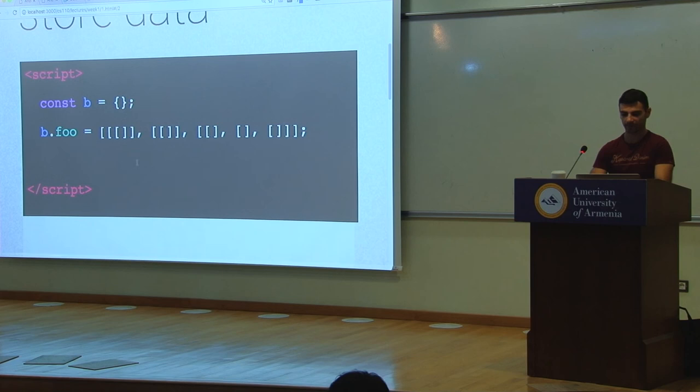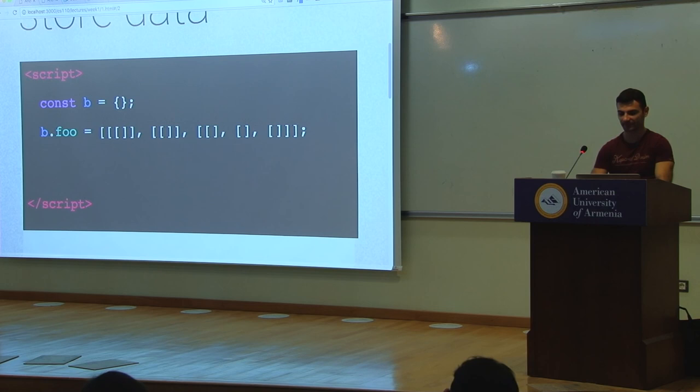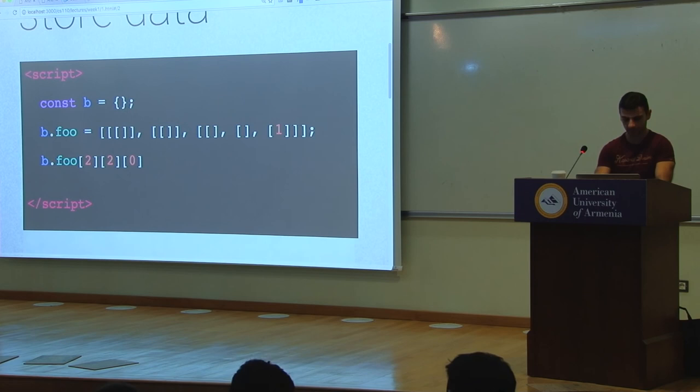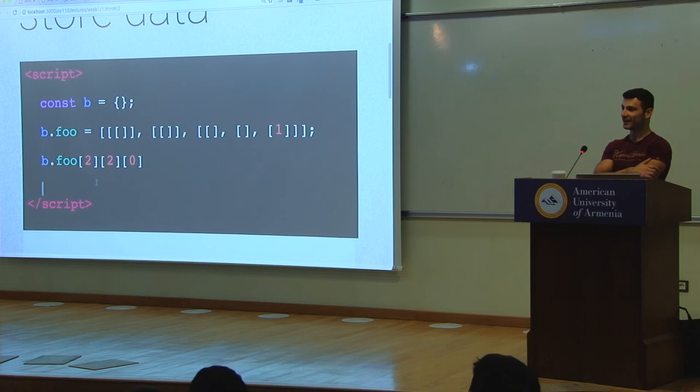OK, so now watch this. B.foo, index of 2. 0, that's 0, that's 1, that's 2. OK, so index of 2, index of, so within this, 0, 1, and 2, index of 2, index of 0. What's that going to return? 1. Yeah, yeah. So look, it's not that hard. It's really not that hard.